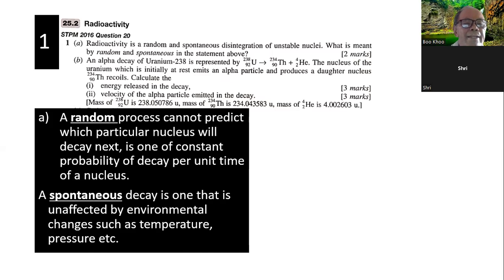Okay. An alpha decay of uranium is represented by the equation. The nucleus of uranium, which is initially at rest, emits an alpha particle and produces a daughter nucleus, thorium. Calculate the energy released in the decay. Okay, it's just calculating, that's all. Calculating your mass defect. So you need to know how to calculate the mass defect. That's important. What should I do?